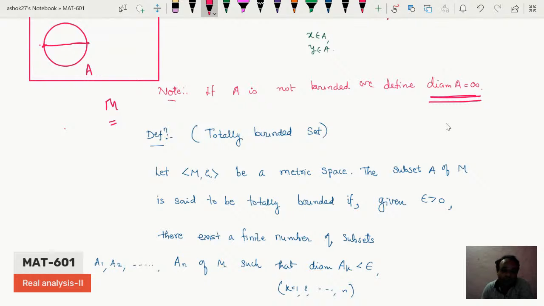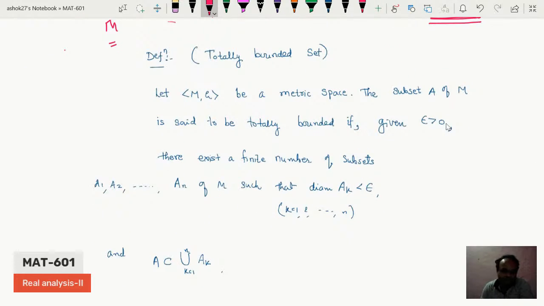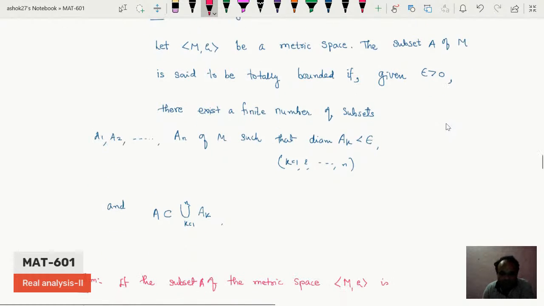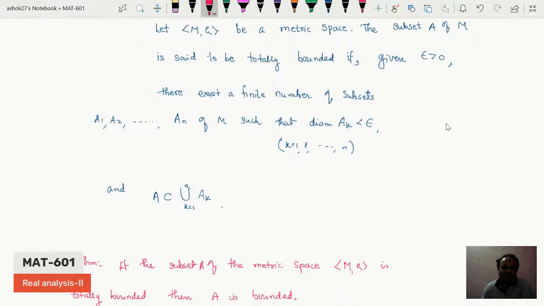Note this. The next definition is the totally bounded set. Let (M, rho) be a metric space. The subset A of M is said to be totally bounded if, given epsilon strictly greater than 0, there exists a finite number of subsets, suppose A1, A2 up to An of M, such that the diameter of each Ak should be strictly less than epsilon for k varying from 1 to n, and their union contains set A.